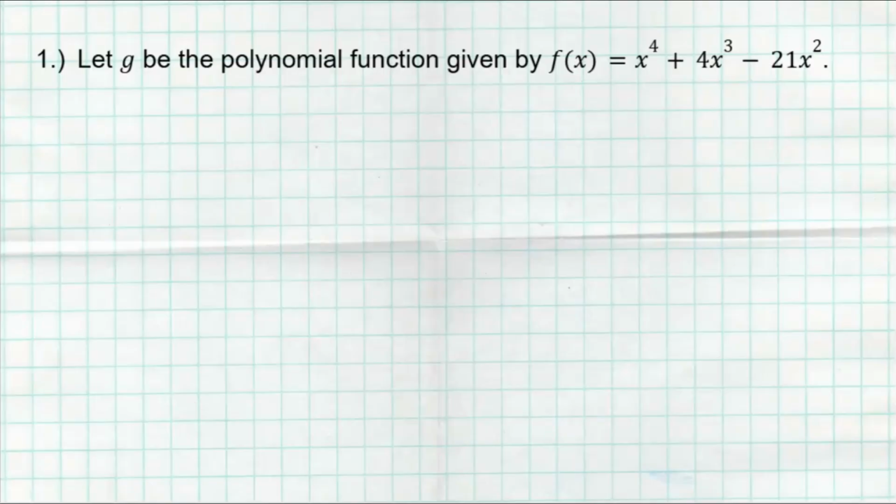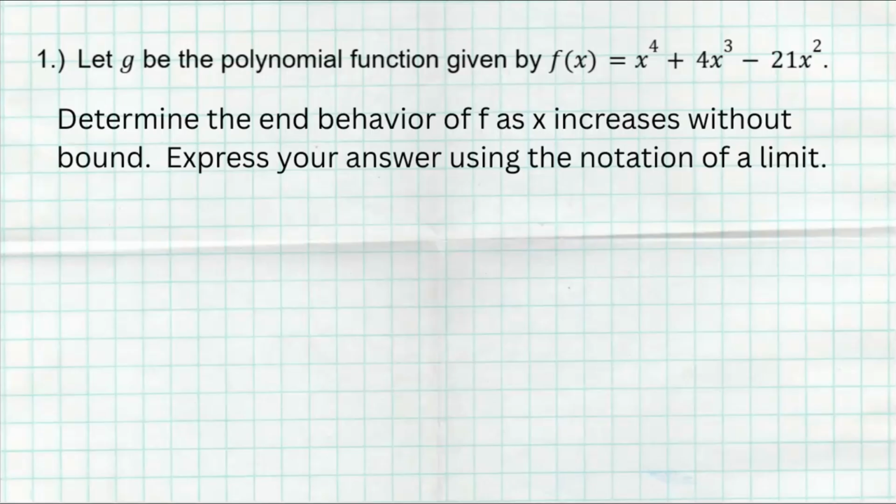So in this first problem here, we were given a function f of x defined as x to the 4th plus 4x cubed minus 21x squared, and we're asked several questions about it. The first is to determine the end behavior of f as x increases without bound. Express your answer using the notation of a limit. So the first thing we got to be familiar with is writing that limit, right? So we're going to write the lim.